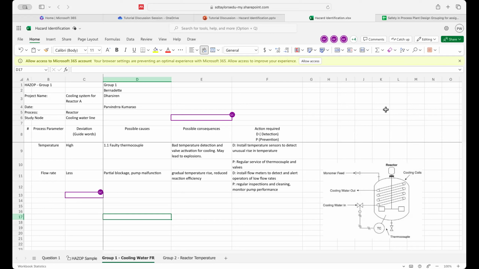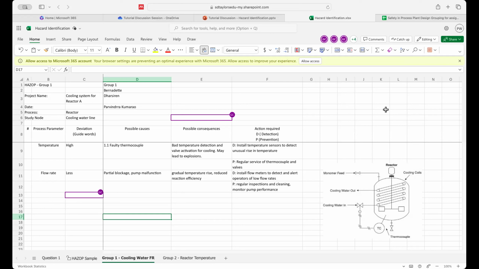Okay, thank you. Yes, that is about it. So you can see it's actually very simple to do a HAZOP analysis for a simple one. What we are doing here, I would say, just touches the very surface of how a HAZOP should look.